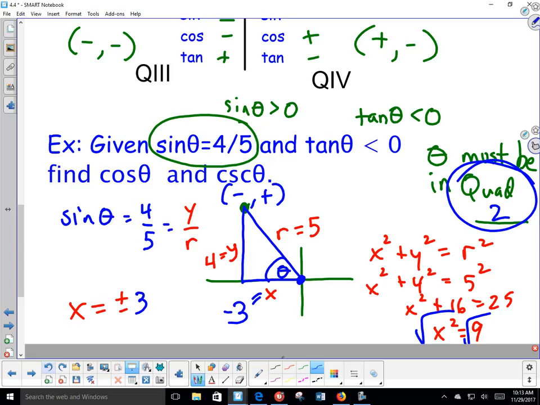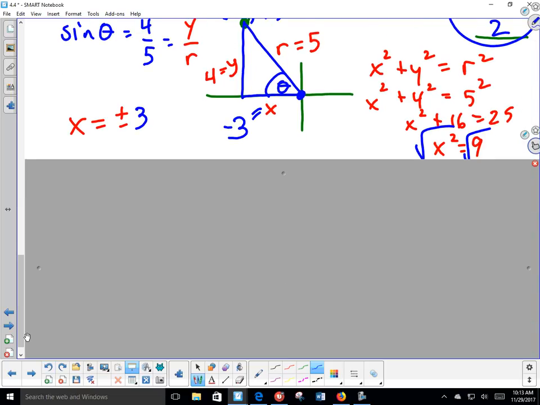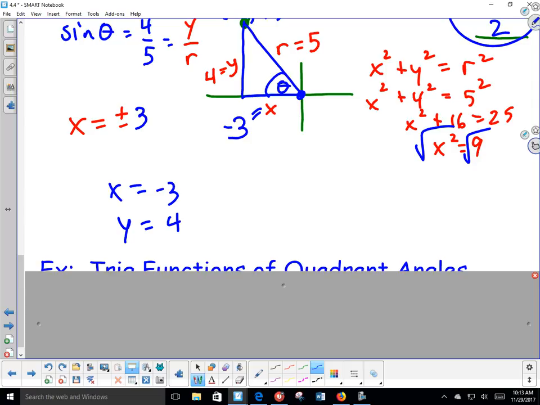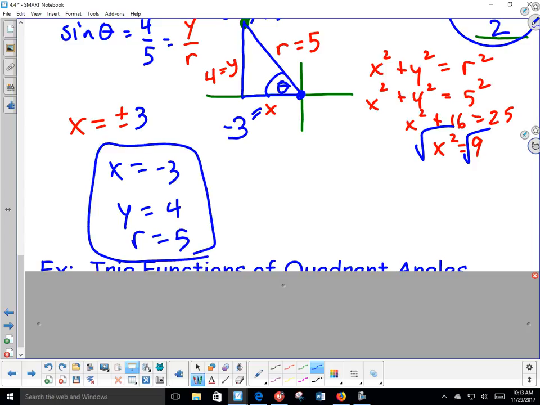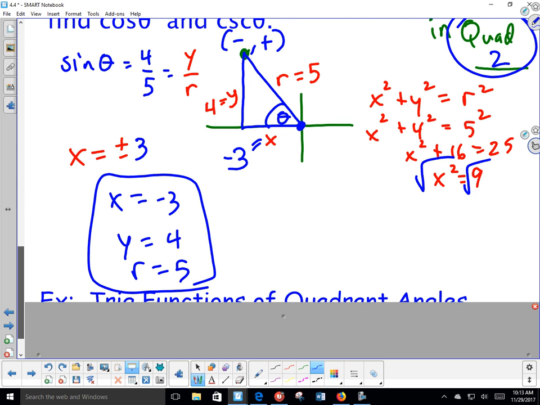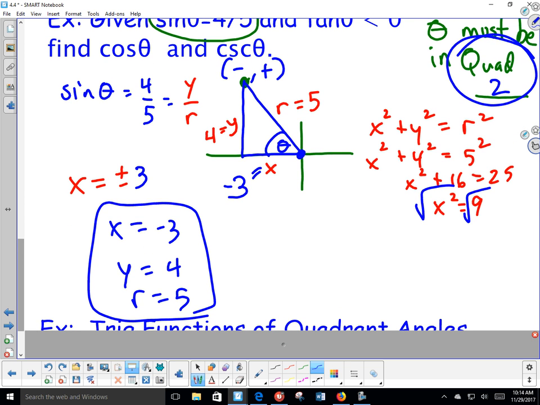Okay? Now we know that x is equal to negative 3, y is equal to 4, and r is equal to 5. Correct? Now we're in business. Now we can find whatever trig function they're asking us to find. And they are specifically asking us to find what? Cosine and cosecant, right? So what is the cosine of this angle theta, and what is the cosecant of theta?